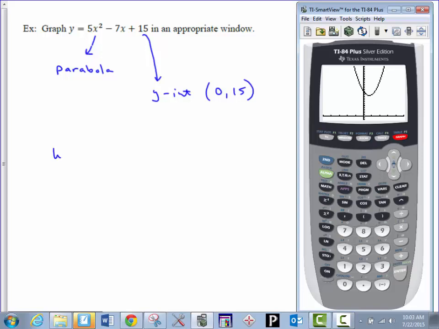Okay, what I will do is I will write down the window that I came up with. The way that I denote a window is I use a bracket. The first value that I'll put will be my x minimum. The second value will be my x maximum. As long as my x scale and my y scale are both 1, I'm not going to write those two values. The next thing that I will write would be the y minimum, which would be -2, and then the y maximum, which was 30.